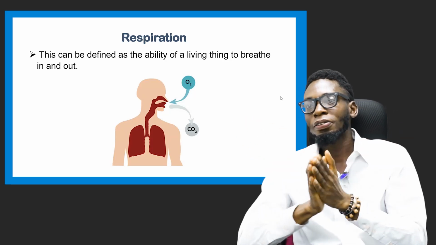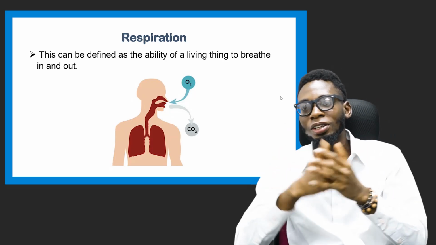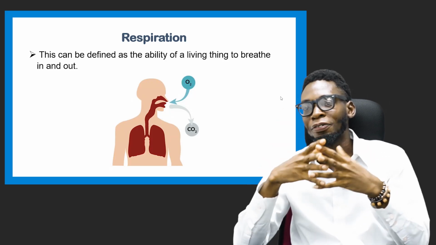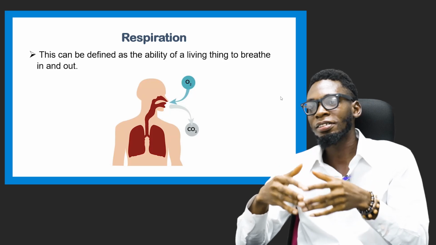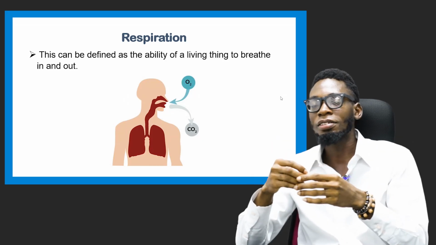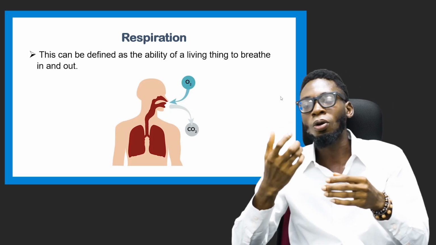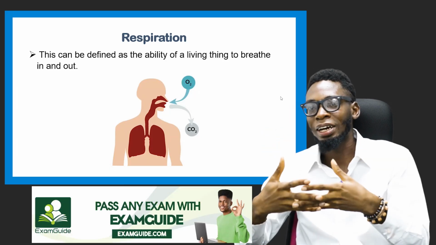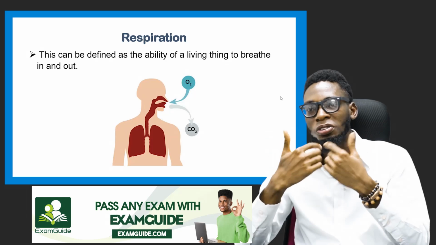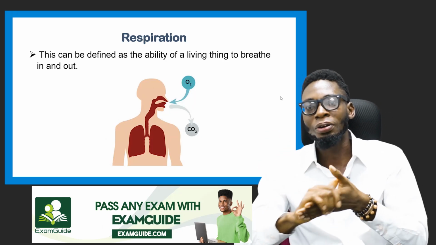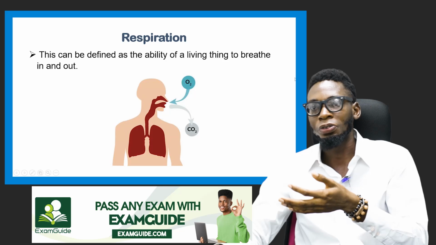So living things need to actually exchange gases with their environment. So what are these gases? Living things take in oxygen during respiration and they exhale, or give out, carbon dioxide. Living things take in oxygen and they give out carbon dioxide during respiration.